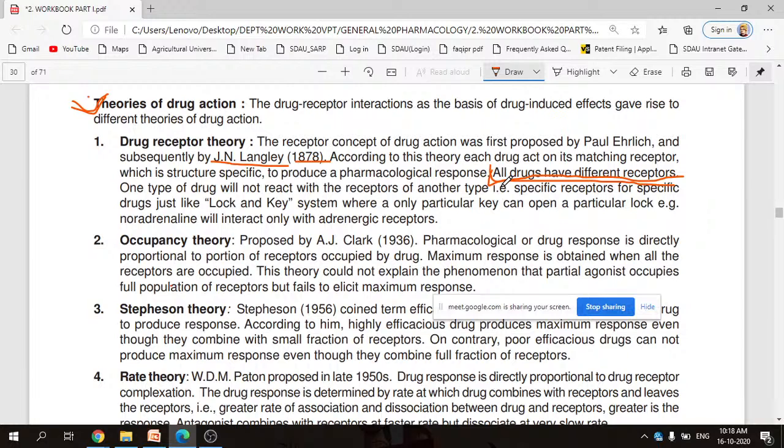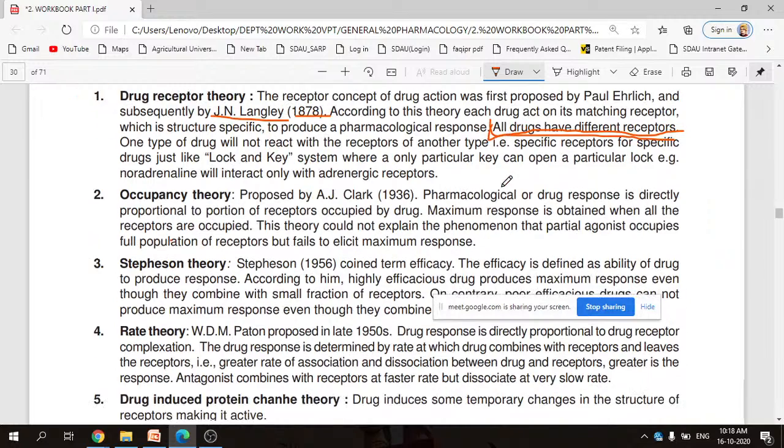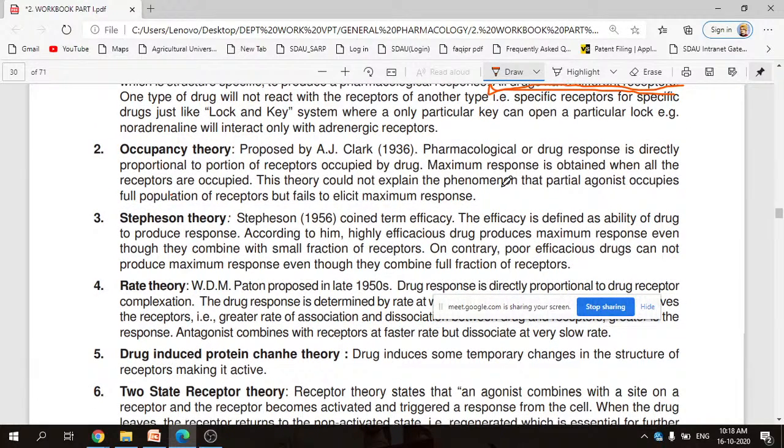That means it is something like the lock and key model of the enzyme and substrate. Just as a particular key can open a particular lock, you have studied that. That means noradrenaline can only interact with the adrenergic receptor. Acetylcholine can only interact with the acetylcholine receptor. Oxytocin can only interact with the oxytocin receptor. Growth hormone cannot interact with the oxytocin receptor, or oxytocin cannot interact with the growth hormone receptor. So this is known as specificity theory or drug receptor specific interaction theory.